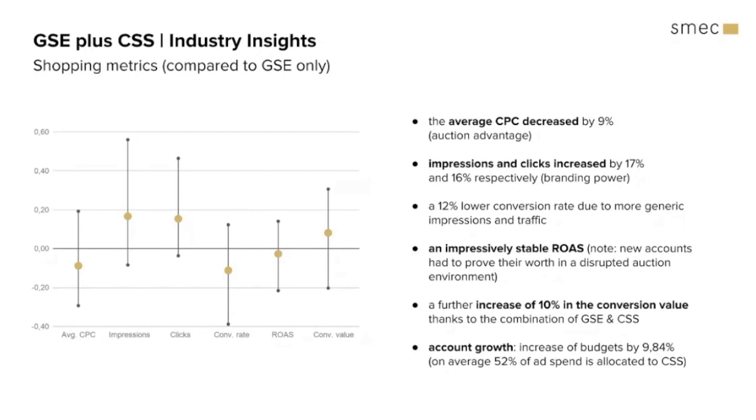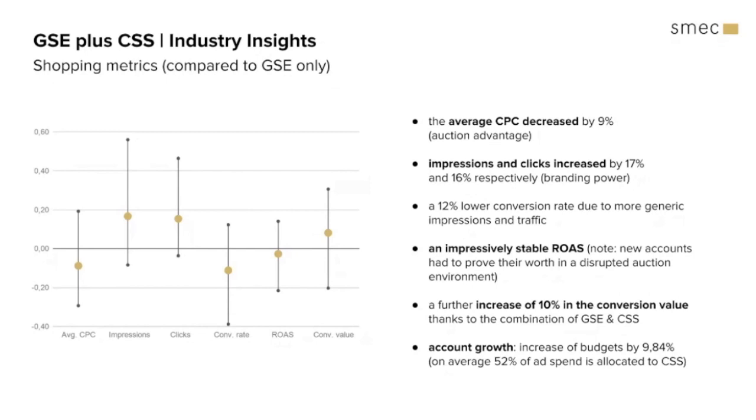Then we look at return of ad spend, which is the critical metric. So an impressively stable ROAS is the outcome that we see so far. And that's really shown up in the numbers that we see every day. So if we have an account which is now on GSE and CSS, and the traditional GSE ROAS was 8, what we have found is that within a couple of months, the CSS ROAS is almost at 8. Sometimes not quite hitting 8, sometimes going over 8. It's often just a couple of percentage points below, nothing serious.